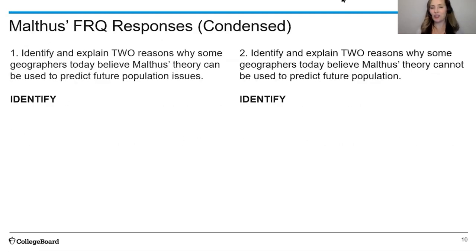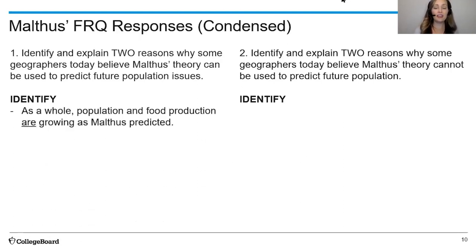Here's a very condensed version of the rubric for this question, but it might give you an idea if you're on the right track. So in part 1, we're being asked to say why Malthus is right in today's world. What evidence do we have that supports his theory? So first we have to identify. And as a whole, population and food production are growing as Malthus predicted. Population is growing exponentially while food production is typically only growing arithmetically.